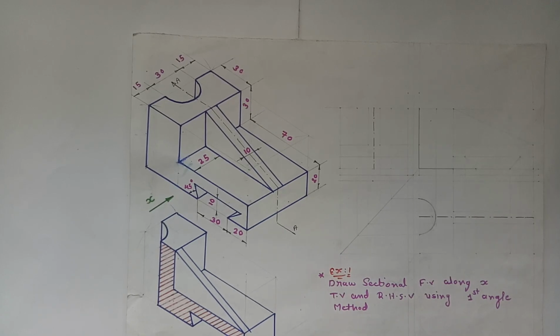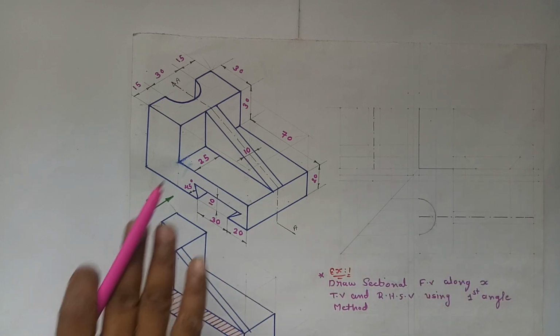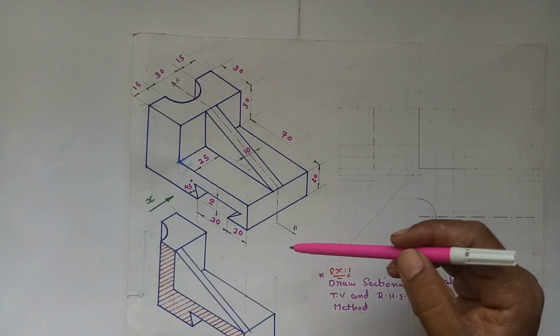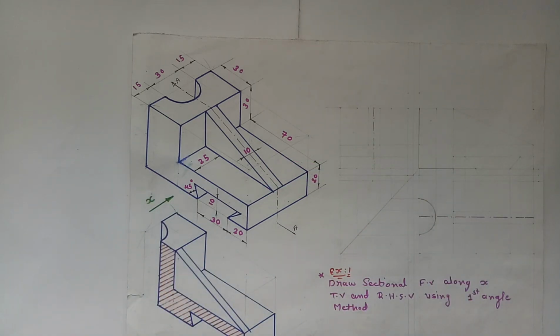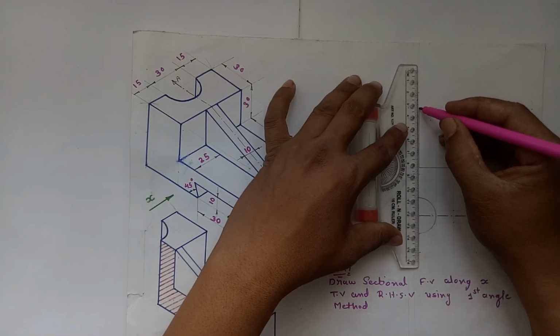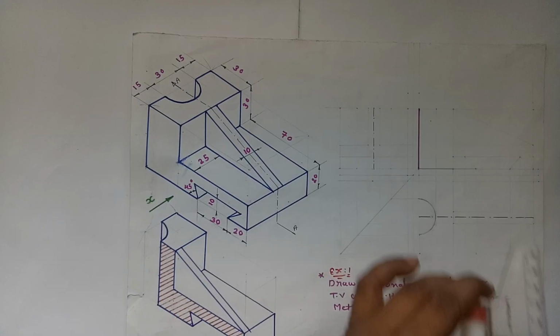Now let us discuss the sectional orthographic view by one example in which we have to draw the sectional front view along the x direction, the top view and the right hand side view using the first angle projection method. So first of all, before drawing the sectional front view of the object, let us draw the front view, the top view and the right hand side view of the object. This is a simple example, so we can easily draw them.